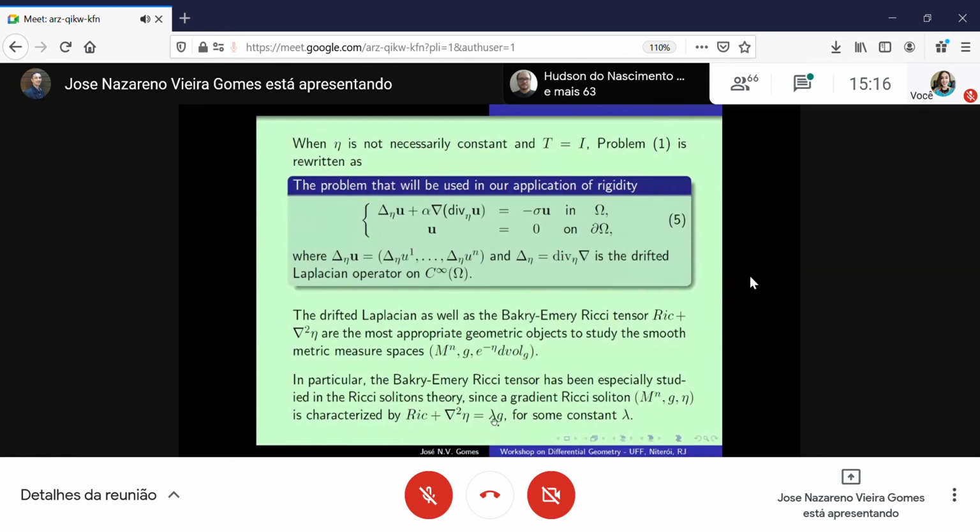When lambda is positive, the gradient Ricci soliton is shrinking. When lambda is negative, the gradient Ricci soliton is expanding, and when lambda is 0, the gradient Ricci soliton is steady.